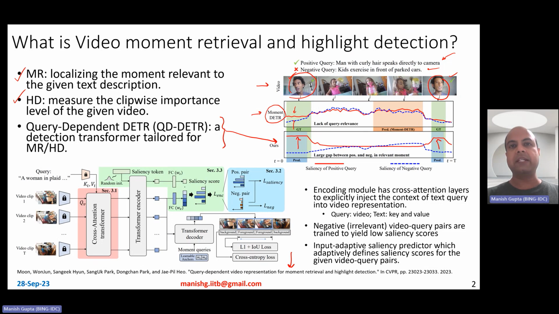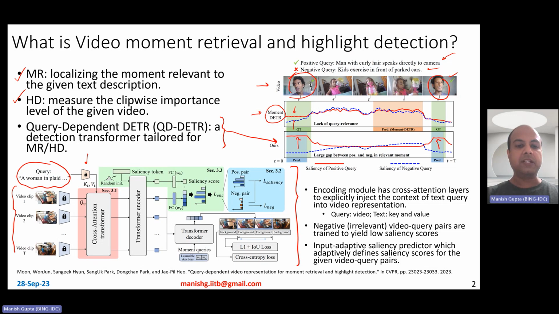Okay. So in this particular paper, the authors propose this new model, the query dependent detection transformer model, which is a detection transformer tailored for this MRHD problem, the moment retrieval and highlight detection problem. The architecture looks like this. You have a large video. You break it down into T different clips, and you use frozen modality specific encoder models to get video clip representations and also representations for the text query. You get encoded representations for both of them.